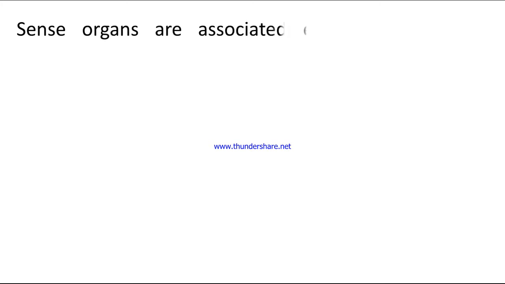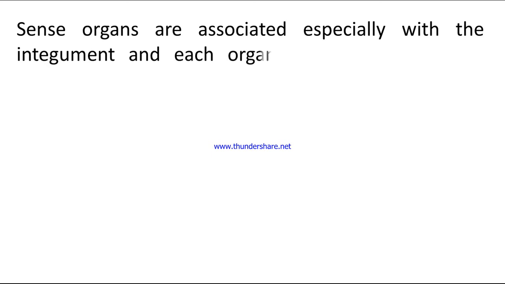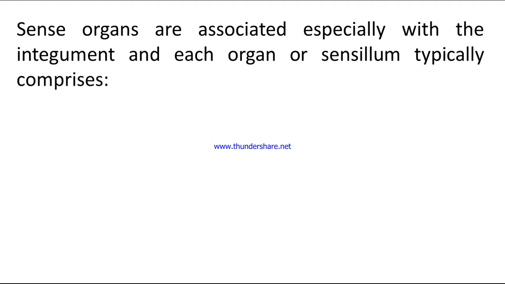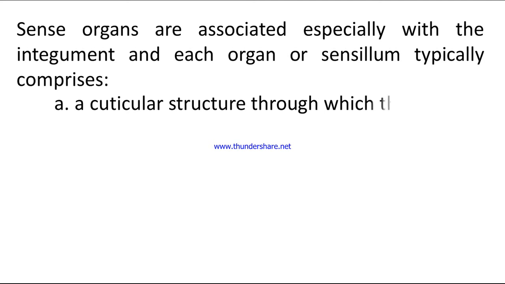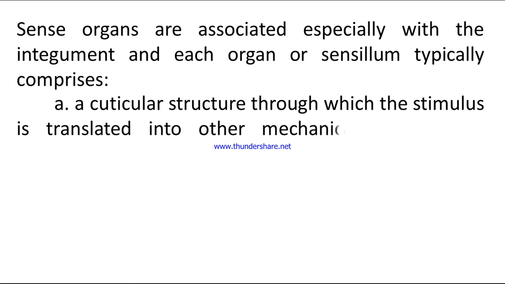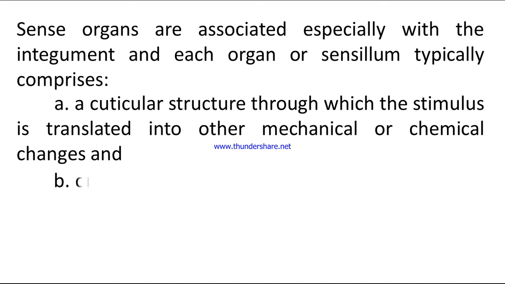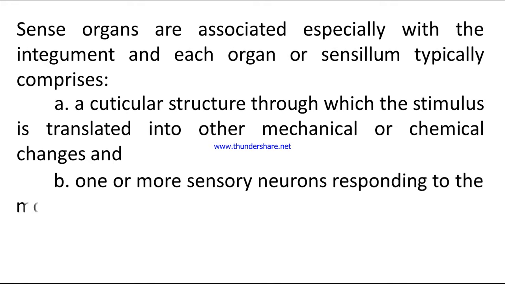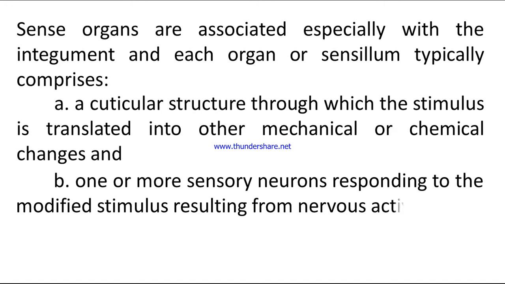Sense organs are associated spatially with the integument, and each organ or sensillum typically comprises: Number A, a cuticular structure through which the stimulus is translated into other mechanical or chemical changes, and number B, one or more sensory neurons responding to the modified stimulus resulting from nervous activity.